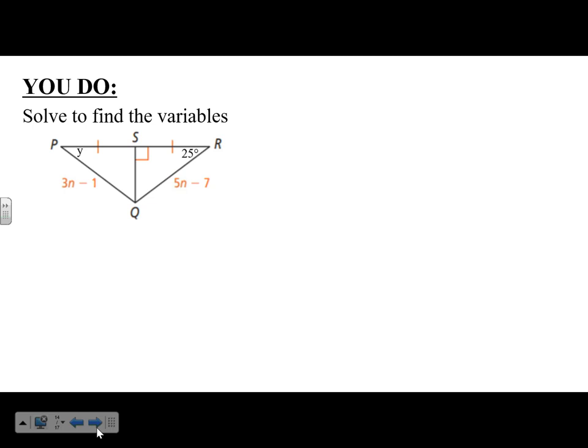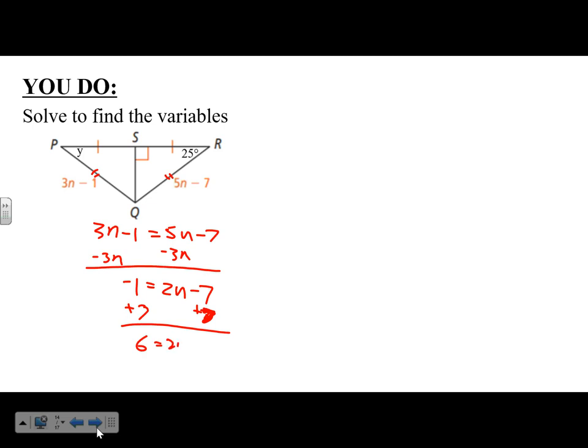So again, we have perpendicular bisectors, so these are congruent. So 3n minus 1 is equal to 5n minus 7. Negative 1 is equal to 2n minus 7. Add 7. N is equal to 3.